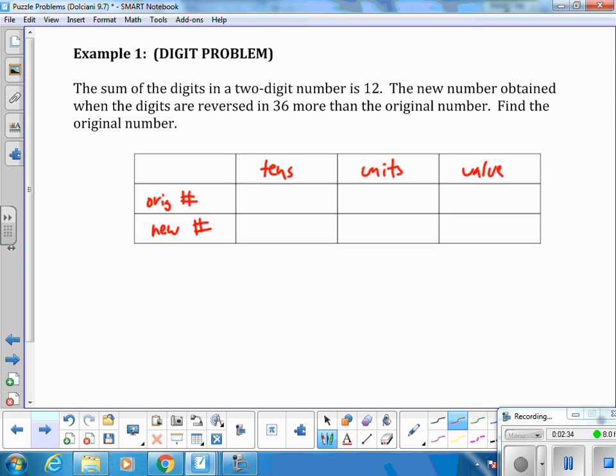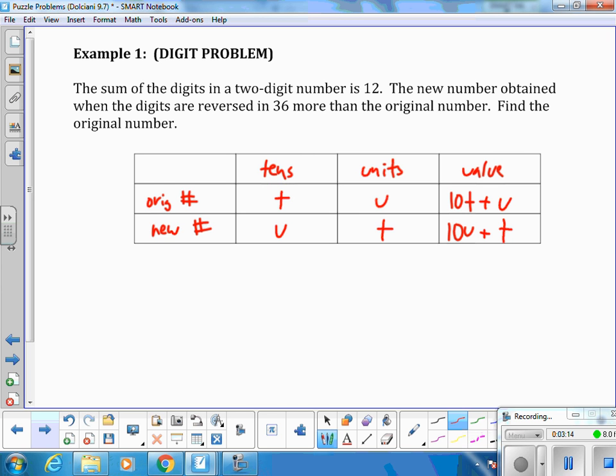Okay, the sum of the digits, so we don't know this number. In the tens place we have a T, and in the units place we have a U. Its value is going to be 10 times T, because it's in the tens place, as we saw in the previous slide, plus U. Now let's look at the new number, obtained when the digits are reversed. U is going to be in the tens place, and T is going to be in the units place. But when we look at its value, it's 10 times the U, because it's in the tens place, plus T, because that is in the units place.